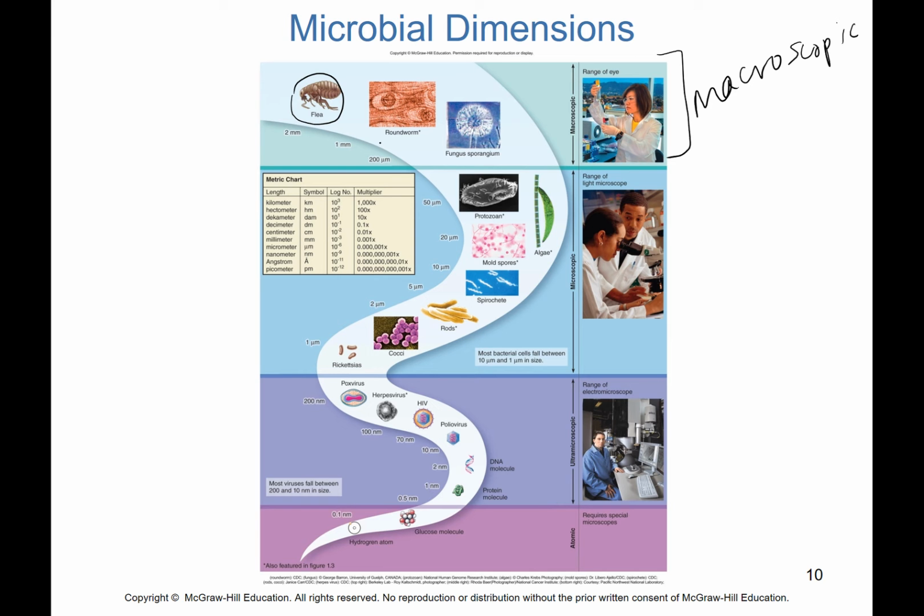Next, we've got those helminths. This is an image of Trichinella spiralis. We actually can see it with the naked eye. It looks like little tiny specks inside a muscle tissue. It's 1 millimeter in size. And then fungal sporangiums. That's the fuzz you typically see on things like your mold. And then we get into the range of microscopic, things we need a microscope to see.